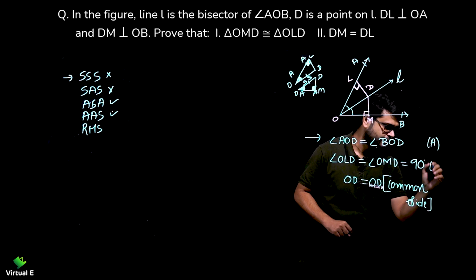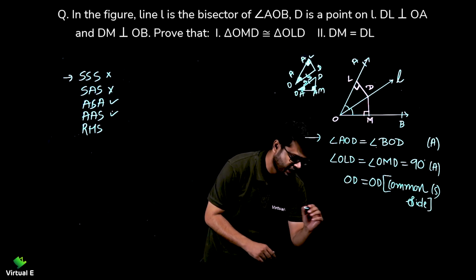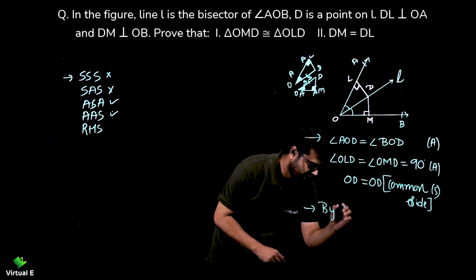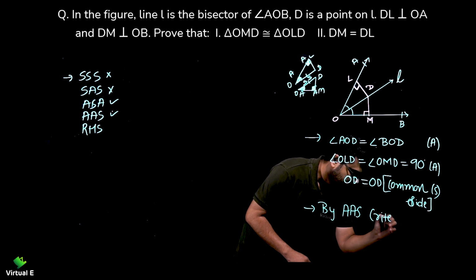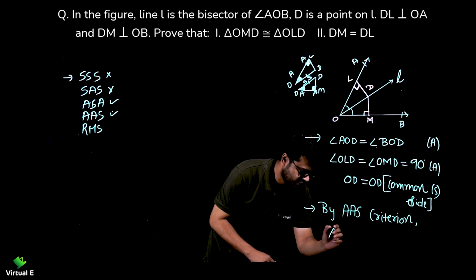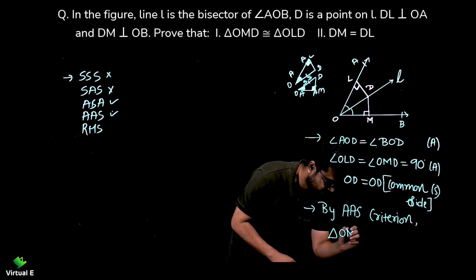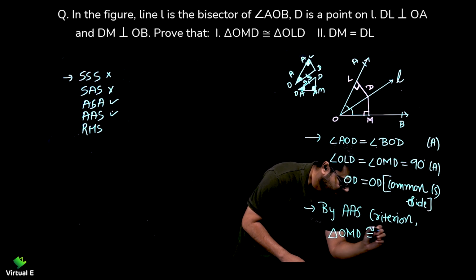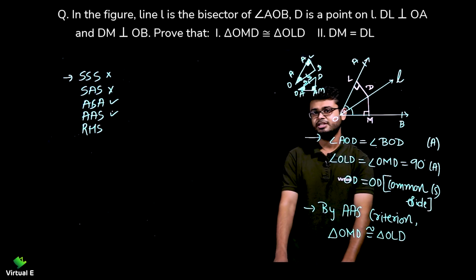We have already written AAS: angle, angle, and this is the side. So let's write, by AAS criterion, we can write triangle OMD is congruent to triangle OLD. So the first condition is done.